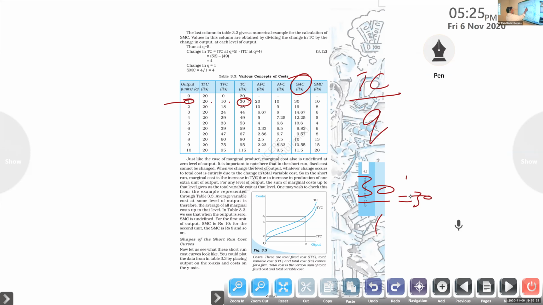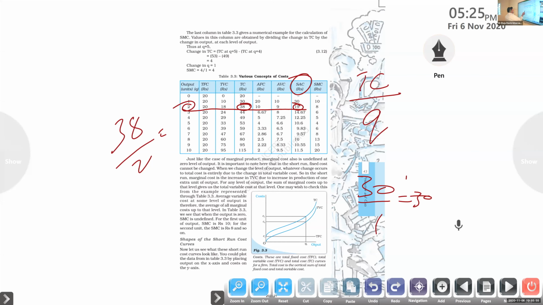Clear or not? Coming to the next one here. What is here? 38 is the total cost for this one. The quantity produced is 2. What is the answer here? 19. Clear? So that's the method to find out SAC. Clear or not?